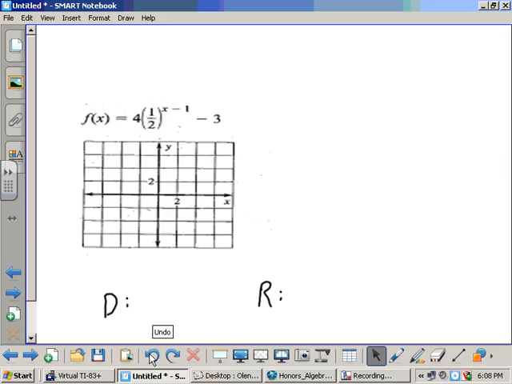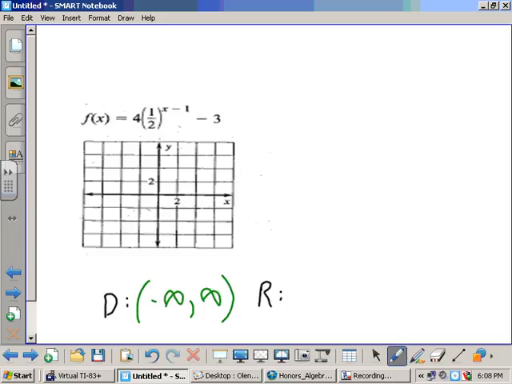First, domain. Domain of this function, it's an exponential function. There's no value of x that restricts us. The domain for all exponential functions is all real numbers, or if we state that in interval notation, negative infinity to positive infinity. All real numbers can be used for x.